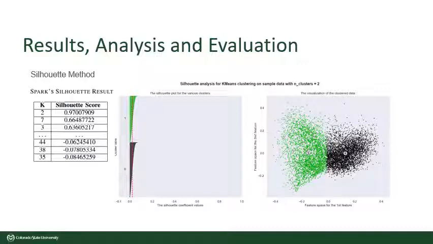On the other hand, close to 0 indicates the sample is close to the neighboring clusters. Negative means it is assigned to the wrong cluster. Therefore, we should find a silhouette score as close to 1 as possible. In this project, Spark and scikit-learn were used to analyze silhouette for an optimal value of clusters.